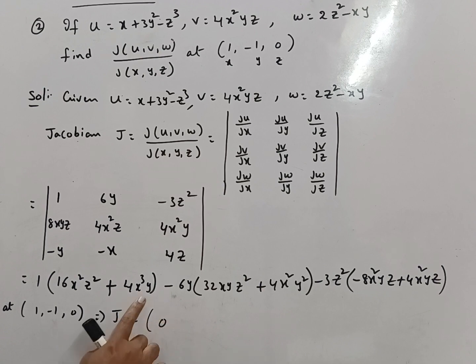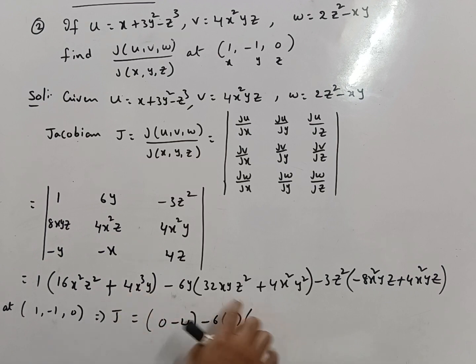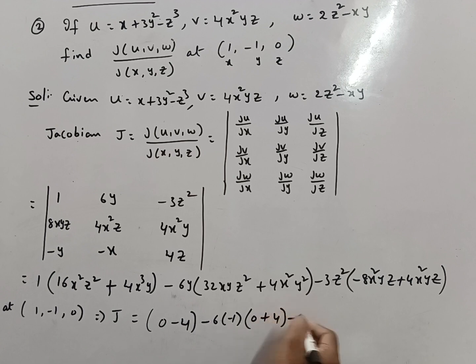Then x is 1, y is minus 1. So 1 cube is 1, minus 4 I get. Next, minus 6, y is minus 1. Z is 0, so this whole part is 0, plus x square, 1 square, 4, minus 3 into 0 into anything is 0. So I get minus 4, minus into minus plus, 6 4s are 24, then 3 into 0 into anything is 0 only. So minus 4 plus 24 is 20.